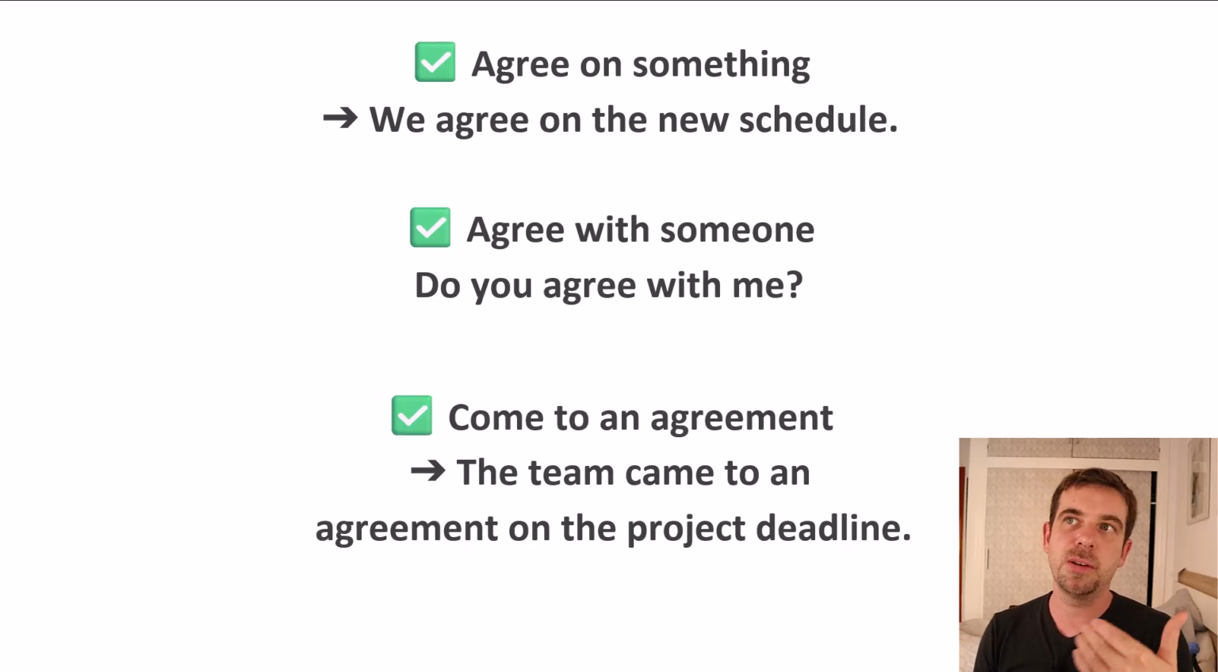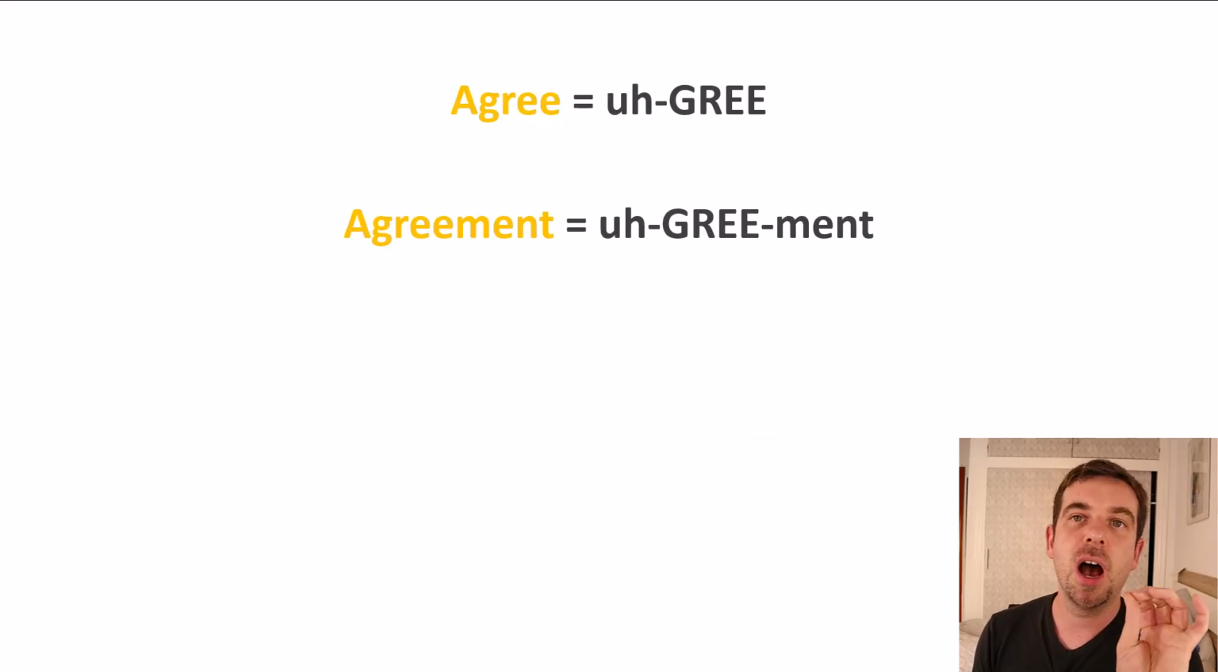So agree on something, for example, we agree on the new schedule. Agree with someone, do you agree with me in my opinion? Come to an agreement: the team came to an agreement on the project deadline. So the pronunciation is agree. And then the next one is agreement.